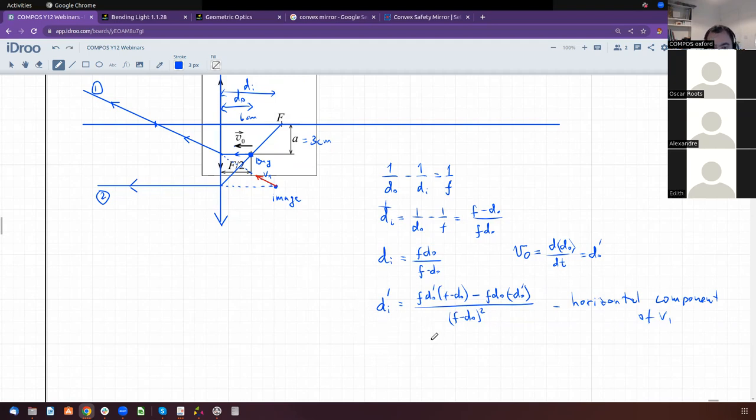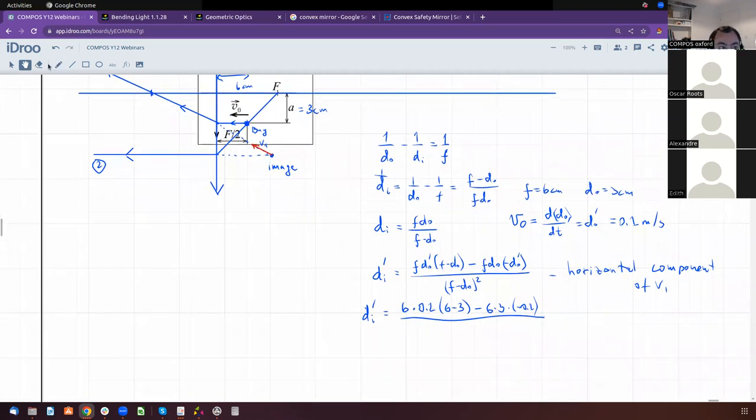But we know all these values. DI prime: F is 6, DO prime, that's the speed, is 0.2, and then 6 minus 3, because DO is 3, the distance is 3, minus the focal point of 6, times DO, which is 3, times minus 0.2, because that's the speed. DO prime is the velocity, which is 0.2 meters per second. The focal point is 6 centimeters, DO is 3 centimeters, divided by (F minus DO) squared, which is (6 minus 3) squared, which gives 0.8 centimeters per second. That's the horizontal component of V1.